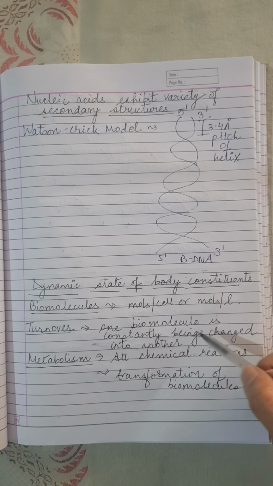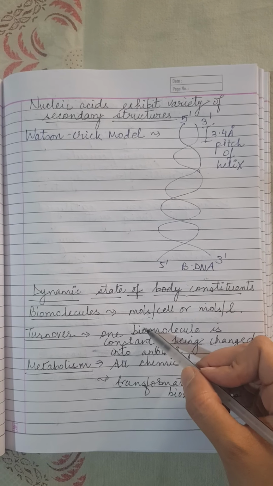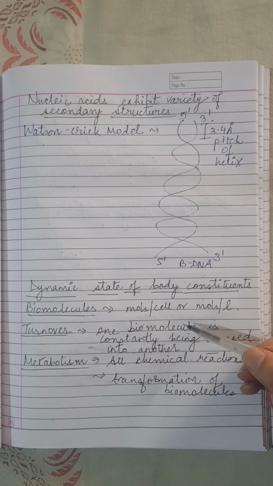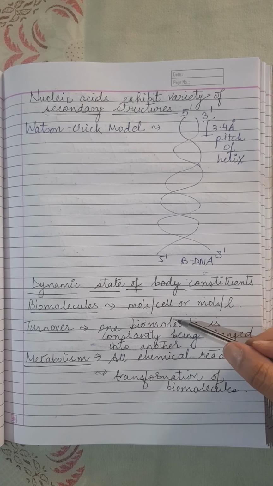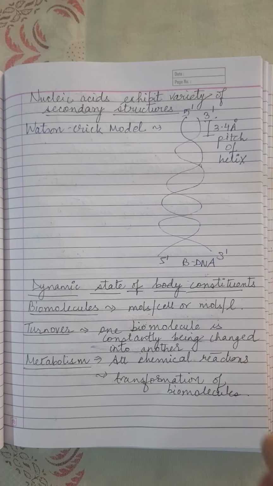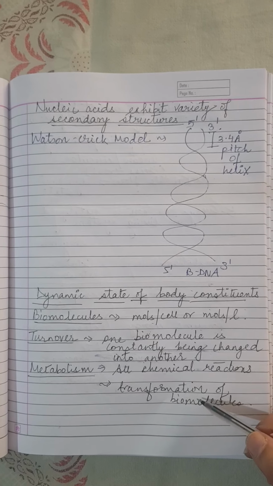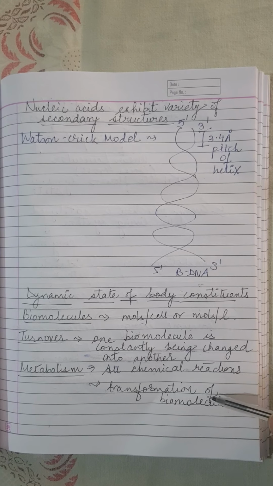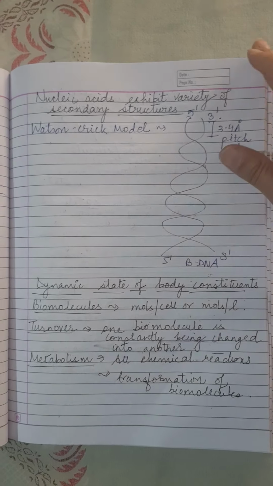Next, coming to the concept of dynamic state of body constituents. See children, all the biochemicals, biomolecules in our body, are always moving. These are not stationary. So their concentration varies and their turnover varies. What is it? The concentration can be measured in moles per cell or moles per liter. Turnover means that one biomolecule is constantly being changed into another. It is not stationary. And metabolism, we all know by now, is the total chemical reactions which are taking place in the body, which means that the biomolecules are transforming into each other. There is transformation. Nothing is stationary.